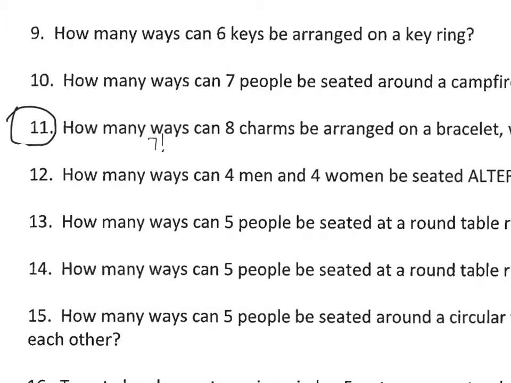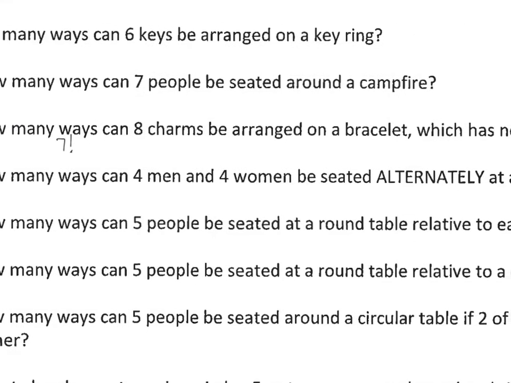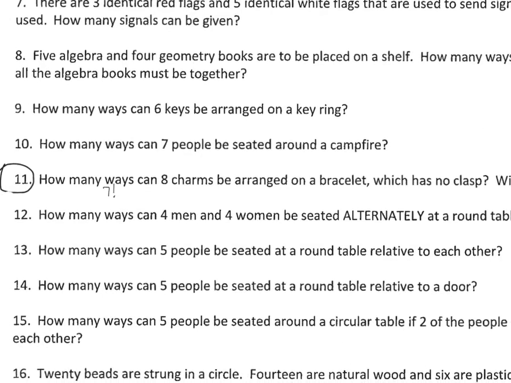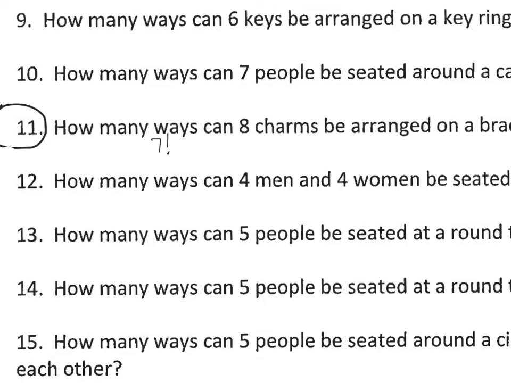So if there's 8 charms, because of the circular nature of it, there is going to be 7 factorial. And this again is, first, we are doing which has no clasp. So again, that's what makes it circular, but it's also reflective because we can look at the bracelet from one side or flip it over and look at it from the other. So with reflective, that divides it by 2. So that would be your answer if there is no clasp. And then you can easily calculate what that is. The answer is in the solution.